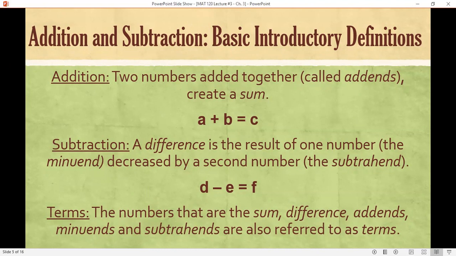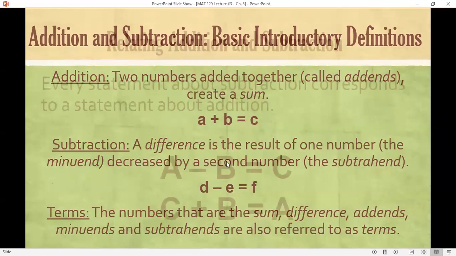And then we have terms. Terms are the numbers that are the sum, difference, addends, minuends, and subtrahends. Those are called terms. In this unit, Unit 2, we're only going to explore addition and subtraction word problems. There are more terms associated with multiplication and division problems, and when we do that part of our instruction, we'll use those terms at that time. Okay, so we have some words here we have to know: addition, sum, addends, subtraction, difference, minuend, subtrahend, and terms, which is what we call all of them.